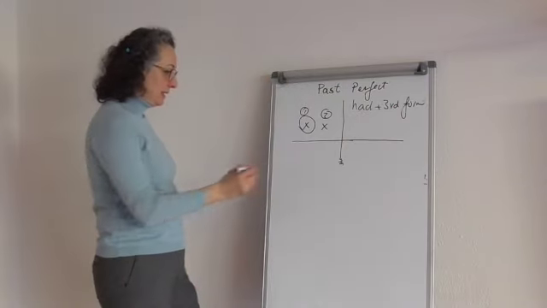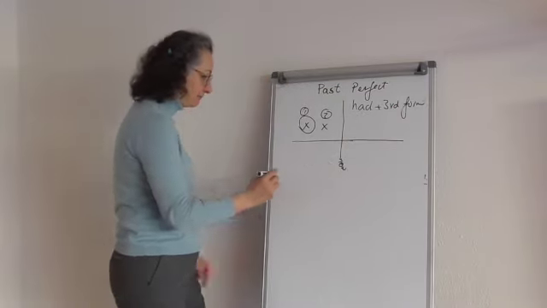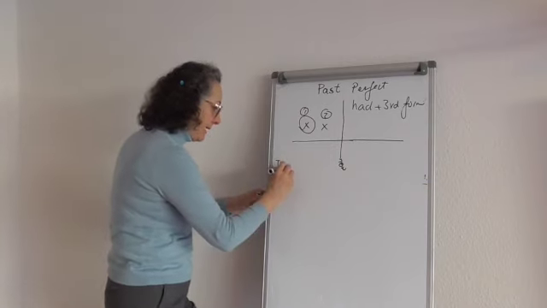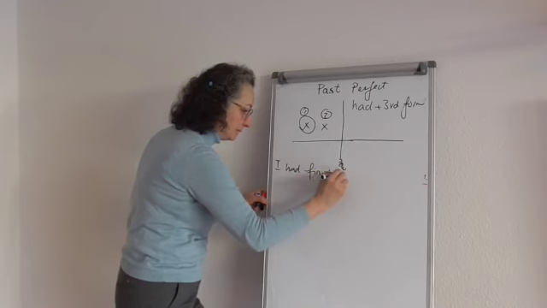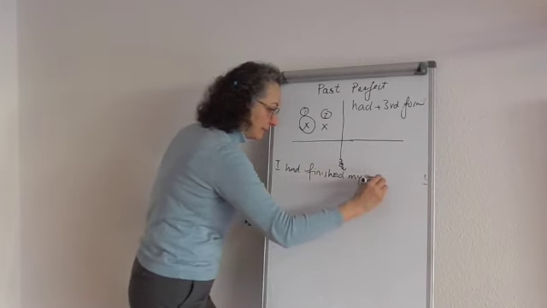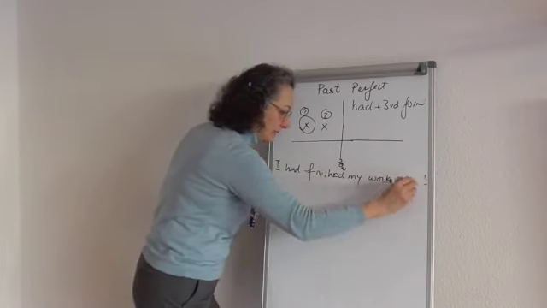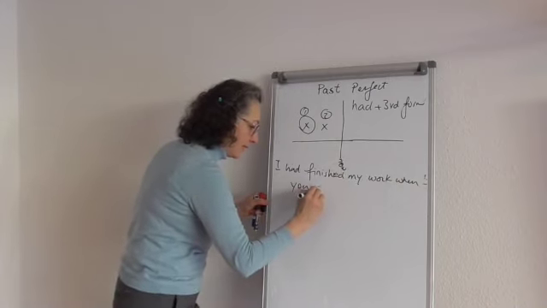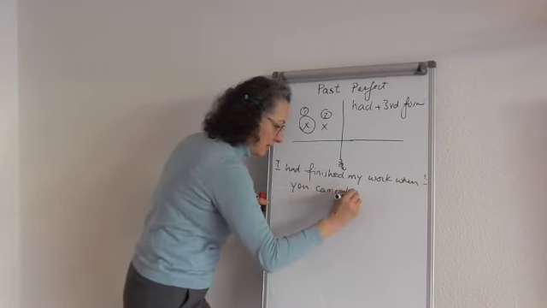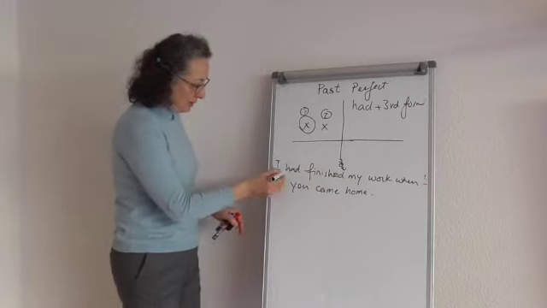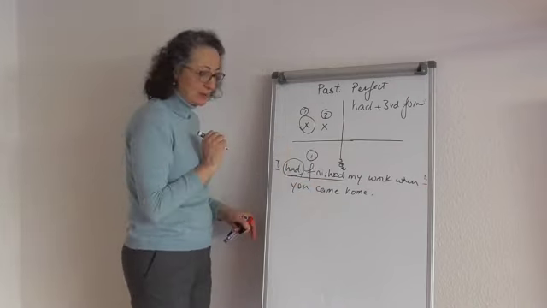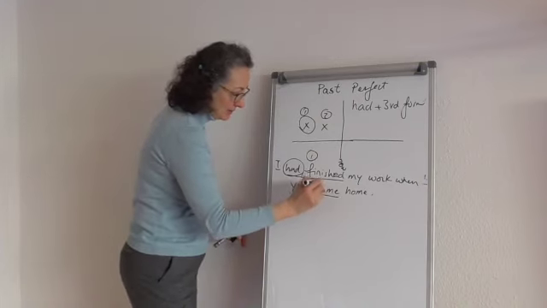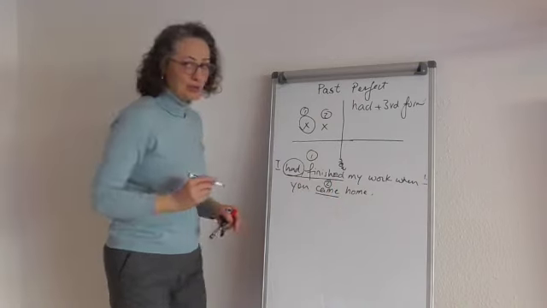So, for example, I can say, I had finished my work when you came home. Okay? So, I use past perfect only to show that this was number 1 and my simple past was number 2.